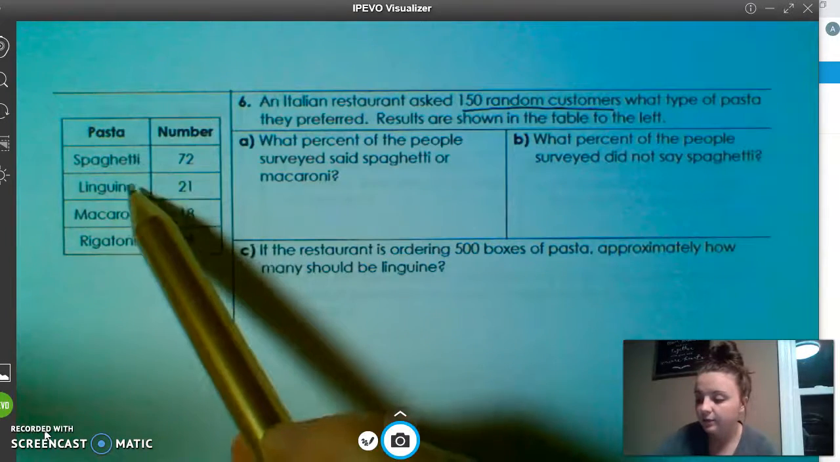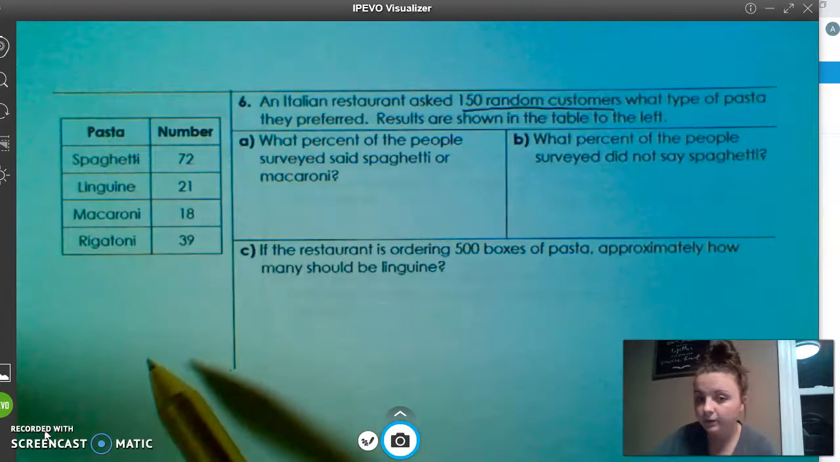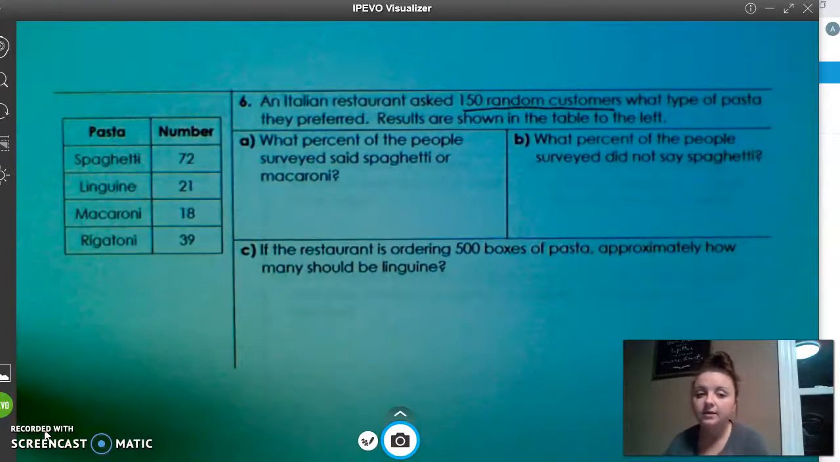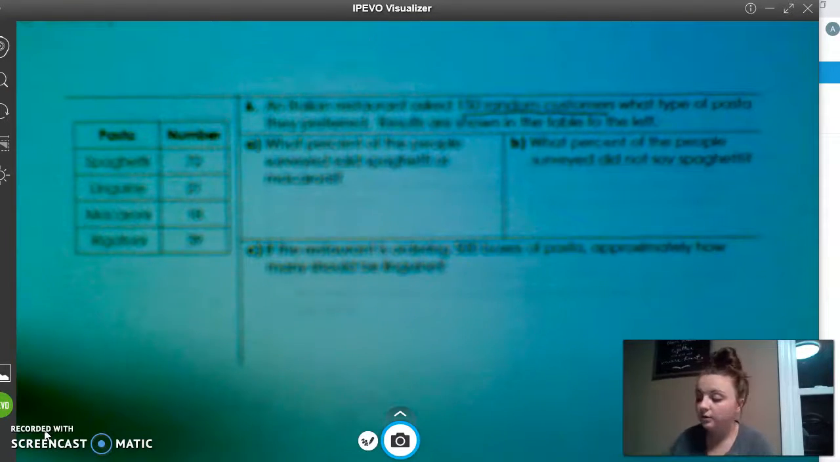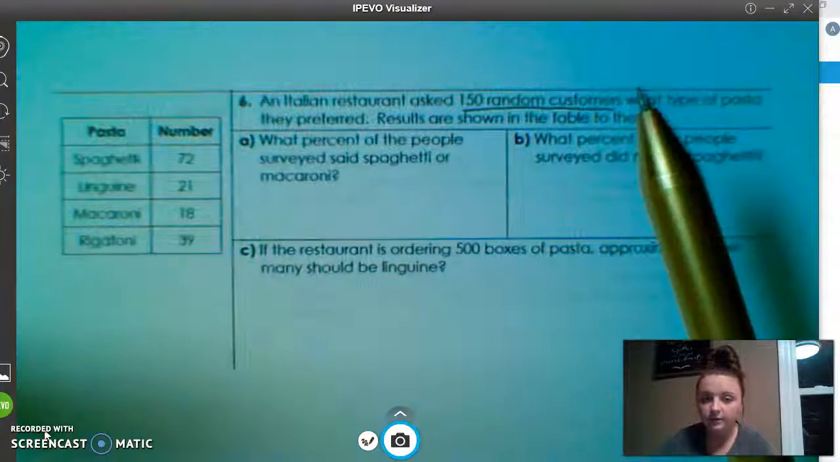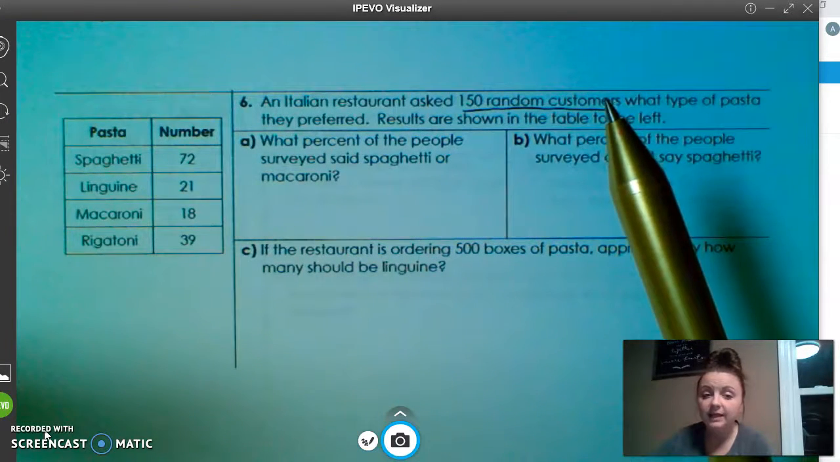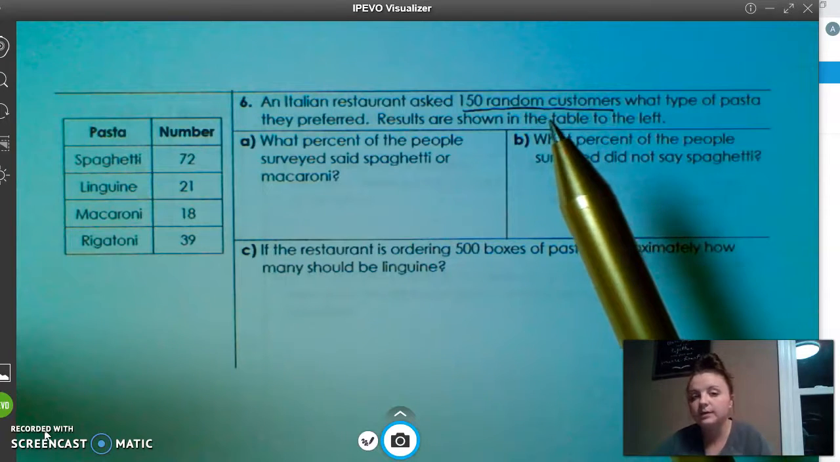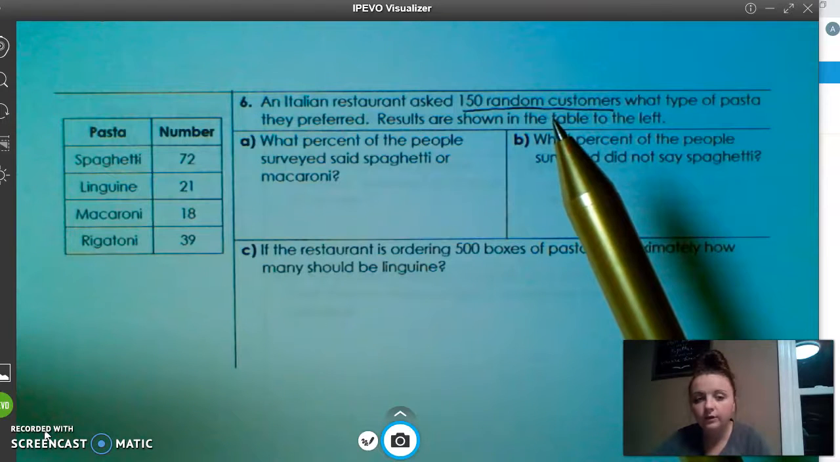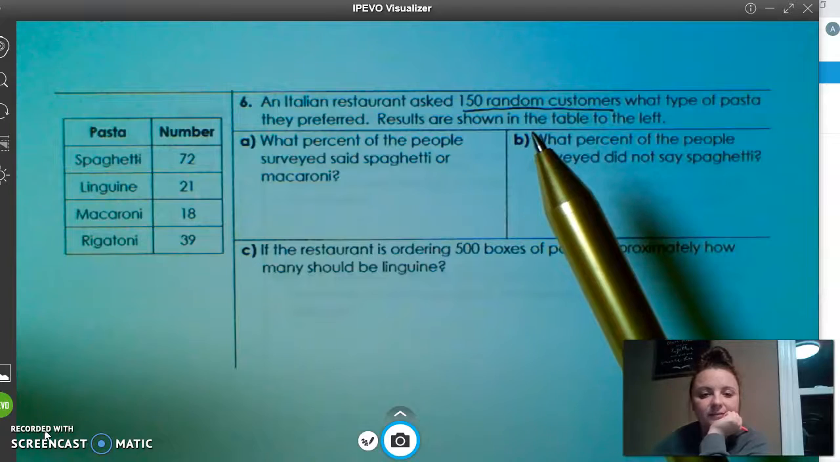So we've got spaghetti, linguine, macaroni, and rigatoni, and which people preferred what, okay? So A says, what percent of the people surveyed said spaghetti or macaroni? Okay, sorry guys. So what percent of the people said spaghetti or macaroni? So they said what people would be good with spaghetti or be good with macaroni, okay? So if we look, take a second and think about how we could do that.